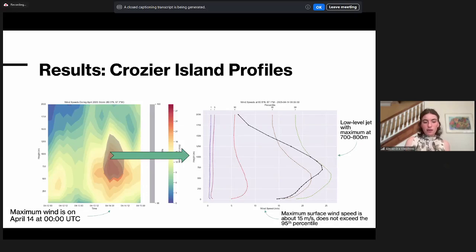We can see that the maximum surface wind speed was about 15 meters per second. It does not exceed the 95th percentile. We can also notice a low-level jet over here, between the 700 and 800 meter levels, as well as that the profile just touches the 99th percentile around the 1 kilometer level.